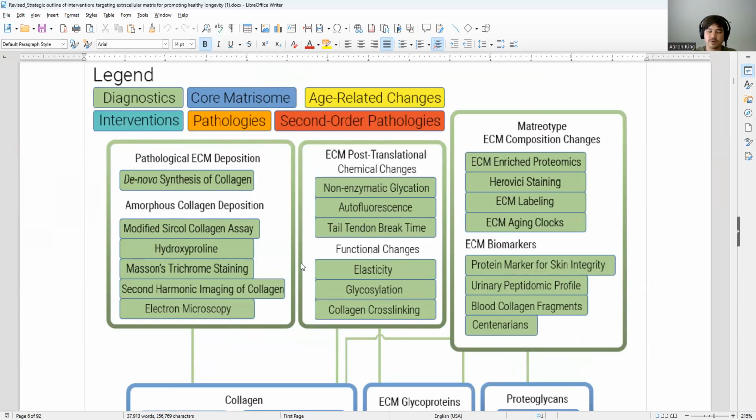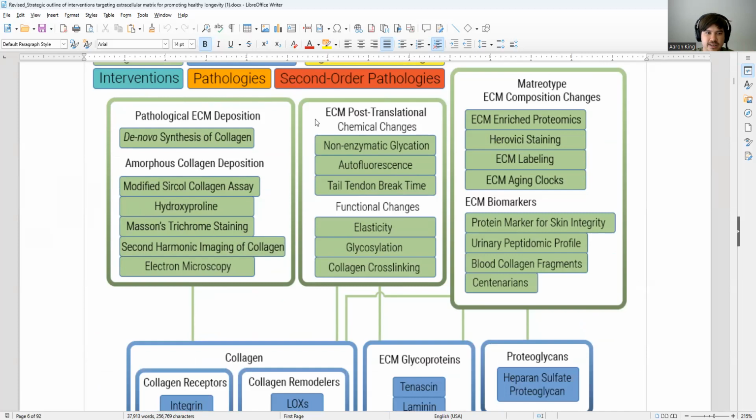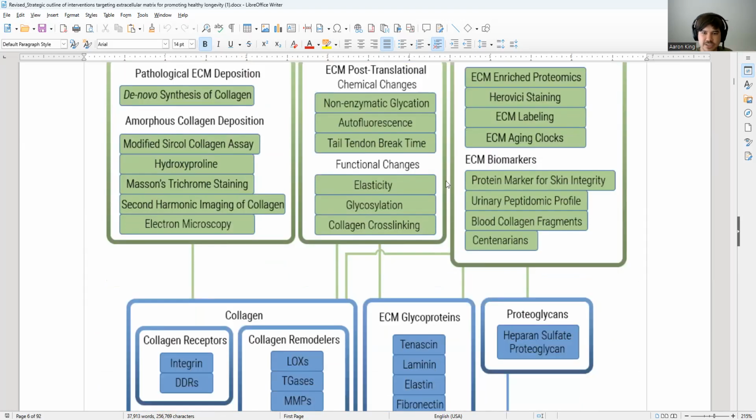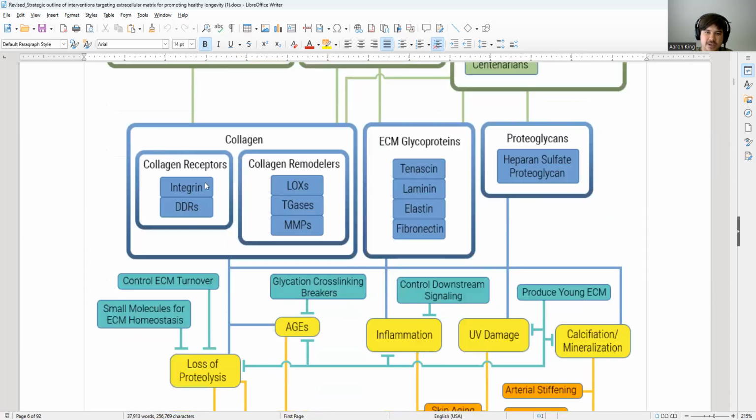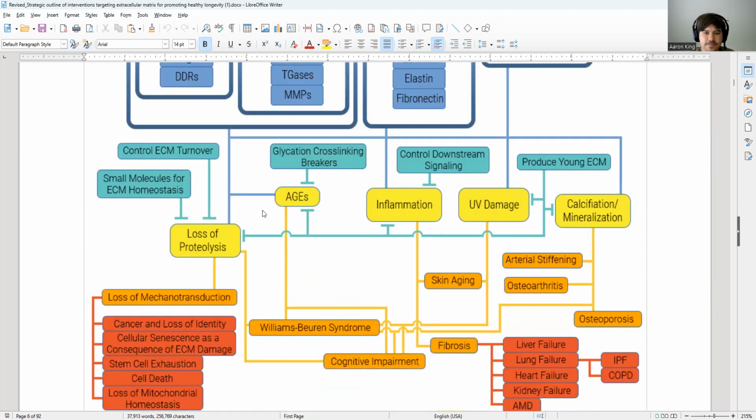We broke ECM and aging into these different components. One of those components is diagnostic tools up here at the top, which allow us to see what changes are happening with the ECM. Those diagnostic tools are used to observe the matrisome. The components of the matrisome are in blue here: collagen, ECM glycoproteins, proteoglycans, the molecular building blocks of your ECM. Those get affected by these yellow conditions. I wouldn't say they're pathologies, I would say they're conditions. This is what happens to the ECM as it ages.